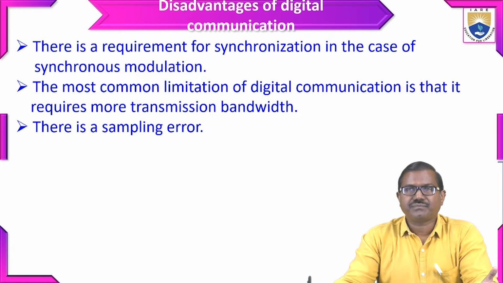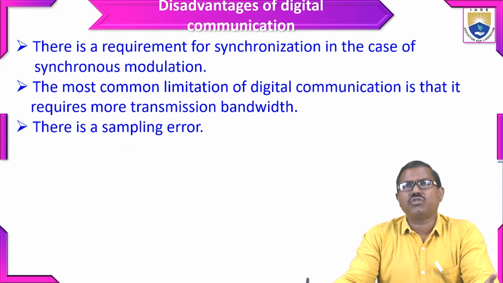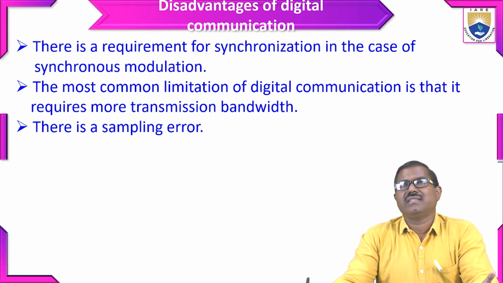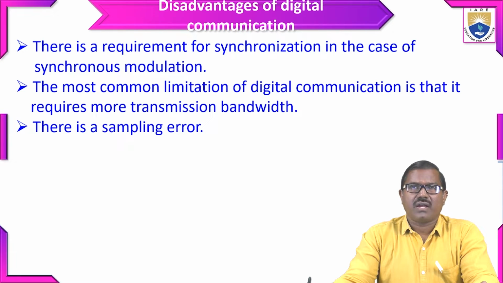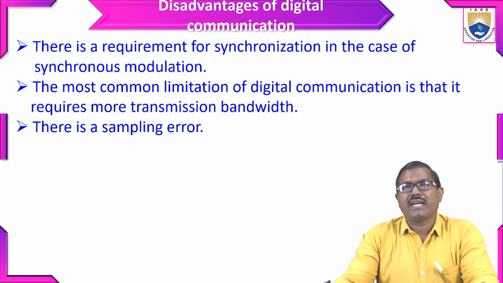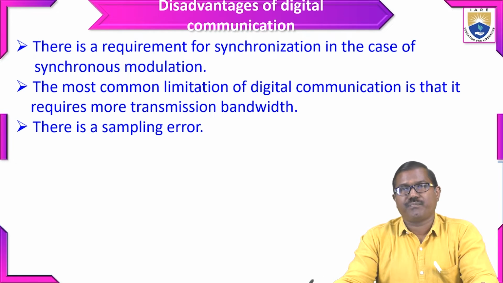So this is the main limitation or drawback of digital communication. Why? Because it requires more transmission bandwidth than analog communication. And also there may be sampling error. So in digital communication, we must use these processes: one is sampling and another is quantizing. In the next coming slides, we are going to learn how to convert an analog signal into digital form.